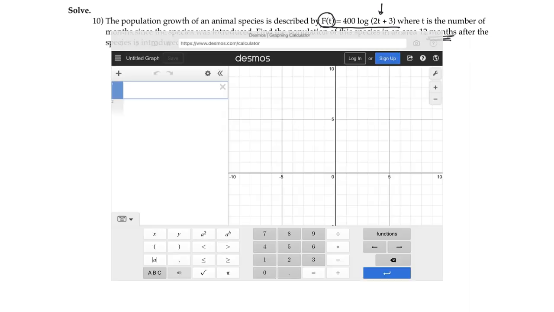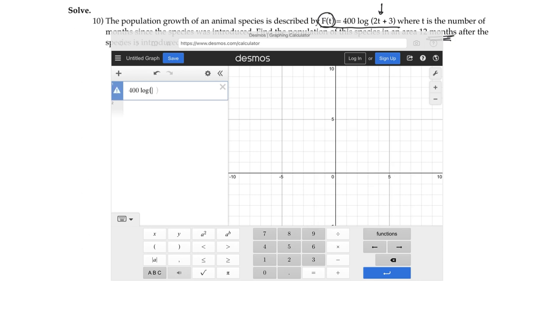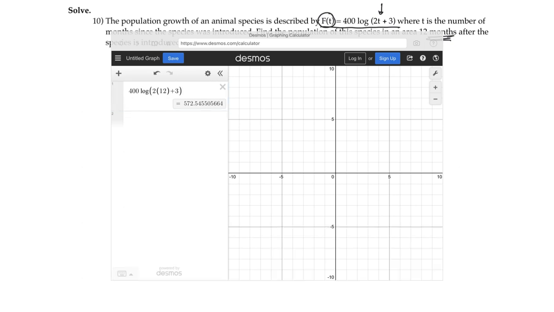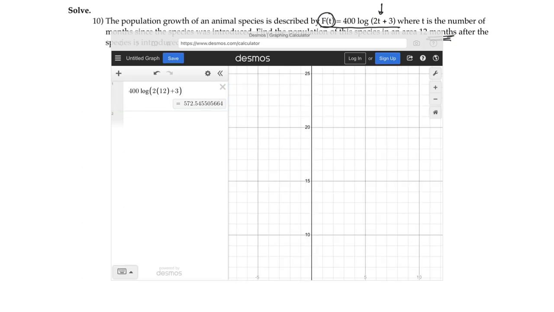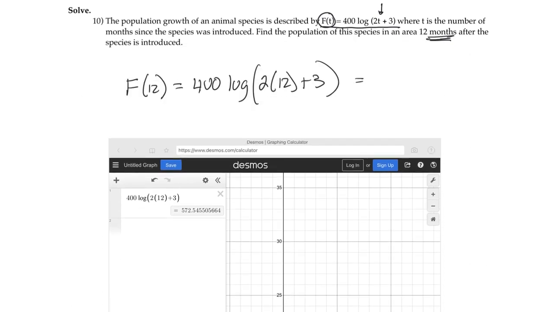So it was 400, and then log, just the regular log, base 10, 2 times 12 plus 3, and my bracket, 572.5. Whoops. Can't move my thing there. What's going on? There we go. 572.5.